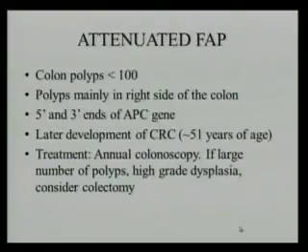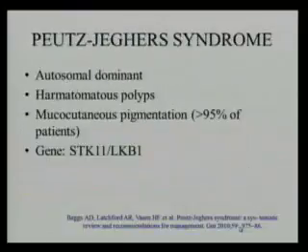What about attenuated familial adenomatous polyposis? They have fewer than 100 polyps. Polyps are mainly on the right side of the colon. When you look at the APC gene, those patients with attenuated FAP have damage to the 5' and 3' ends of the gene. As you go to the center of the gene, the more damage in the center, the more aggressive is the disease, and the more aggressive are the tumor and extracolonic tumors.